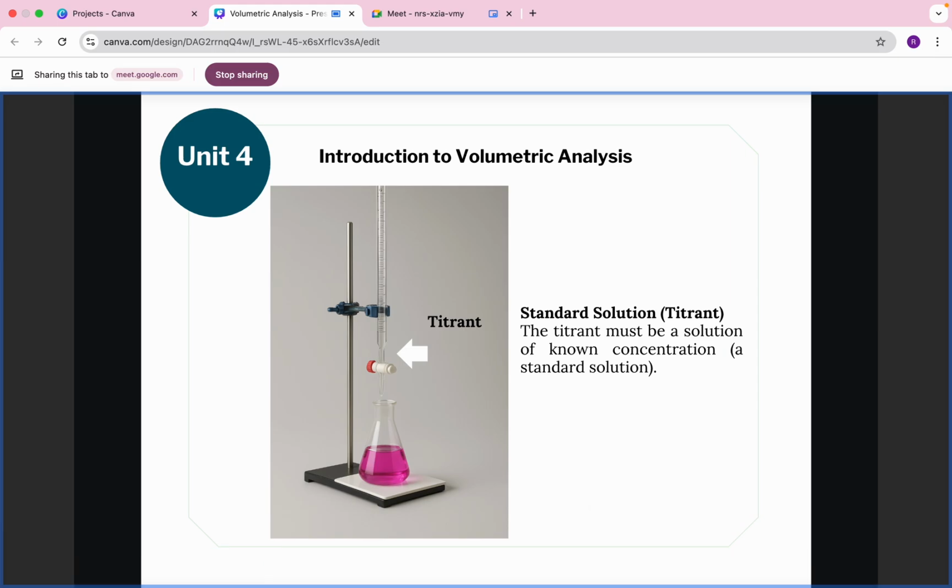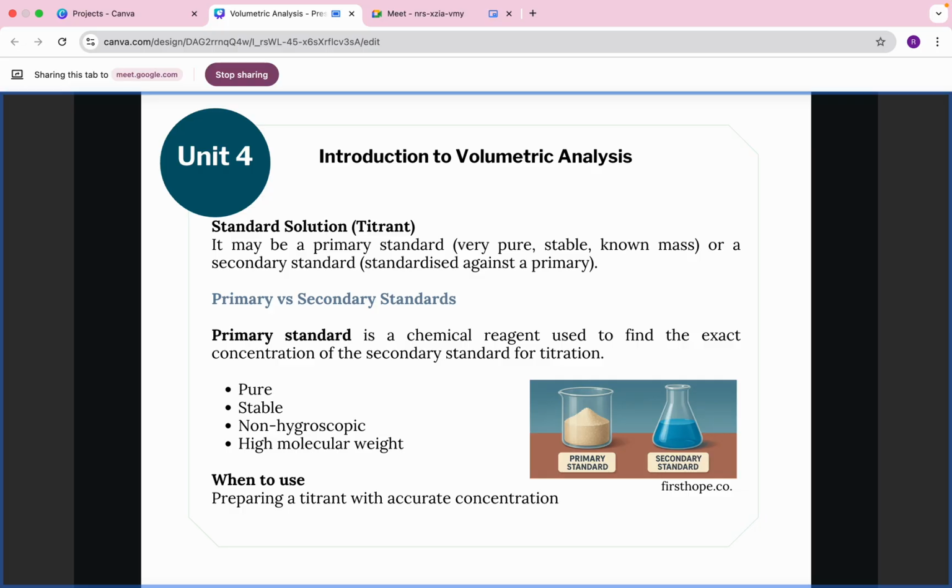So to introduce the different types of standard solutions that we can use for titration, here you go. We have actually two types of standard solution. We refer to them as standard solution, and we have a primary standard or a secondary standard. These are substances or chemicals that we use to prepare the standard solution. So what is the difference between a primary versus a secondary standard?